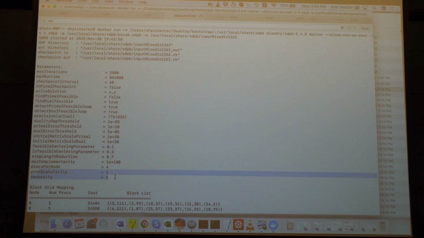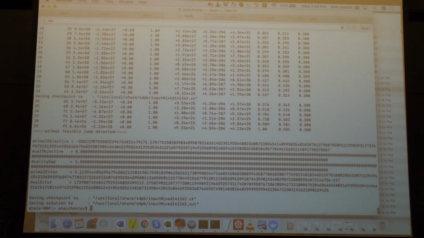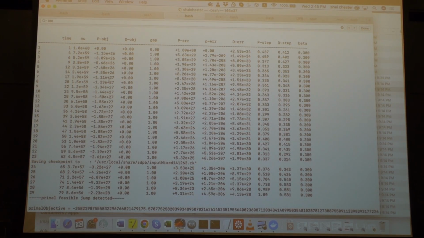Actually, what is this max complementarity? Max complementarity is basically the difference between P objective and dual objective. There are some cases where the difference becomes huge, and you just want to make sure it doesn't run forever, and so that's why you want to cut it off.